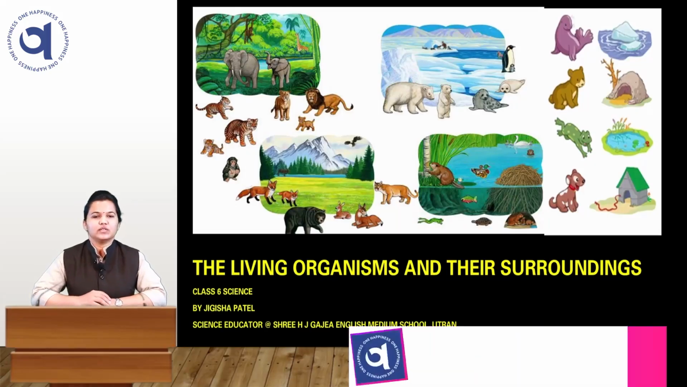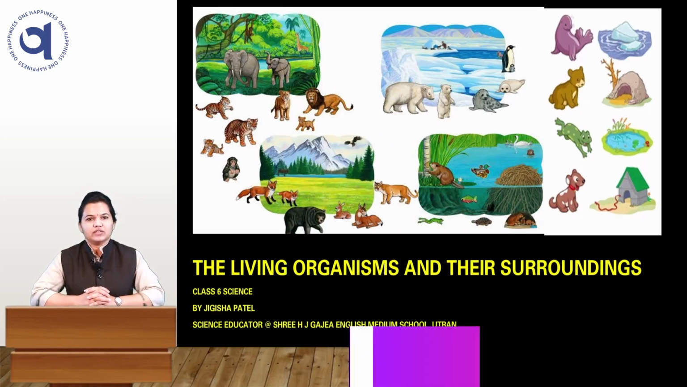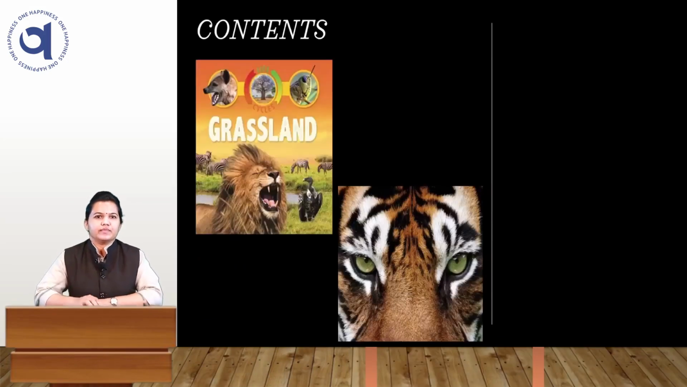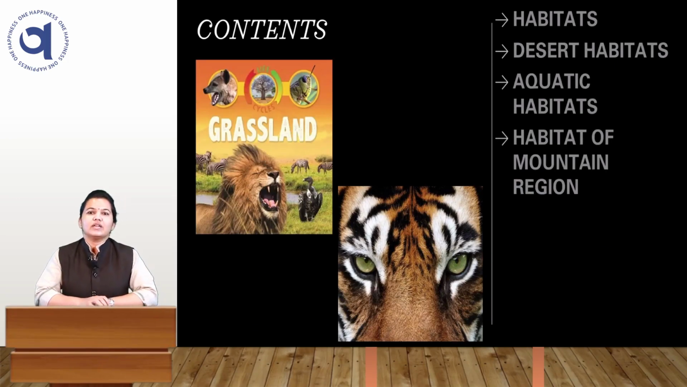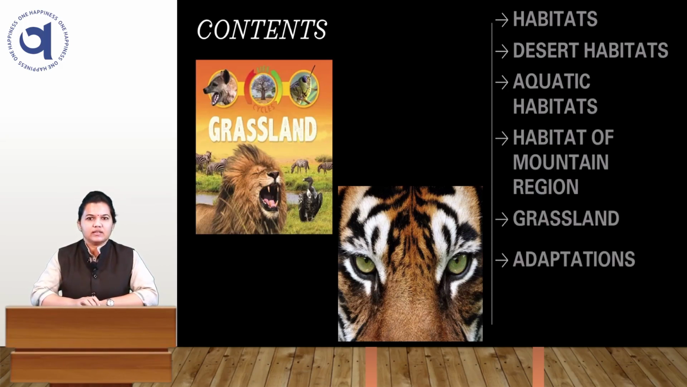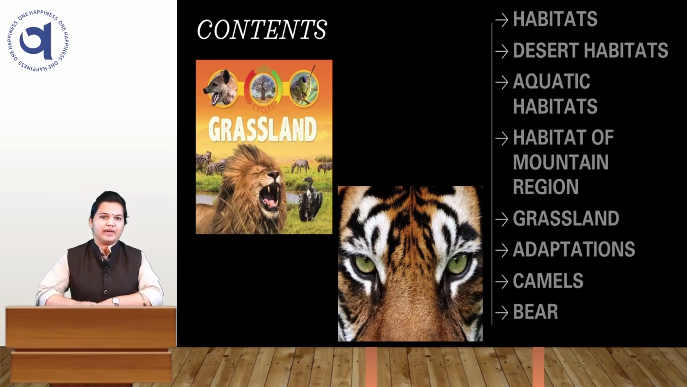Hello learners, today we are going to learn Class 6 Science, Living Organisms and Their Surroundings. Chapter 9. In this chapter we will learn what habitats are, what desert habitats are, what aquatic habitats are, what the habitats of mountain regions and grasslands are, and adaptations in animals like the camel and the bear.